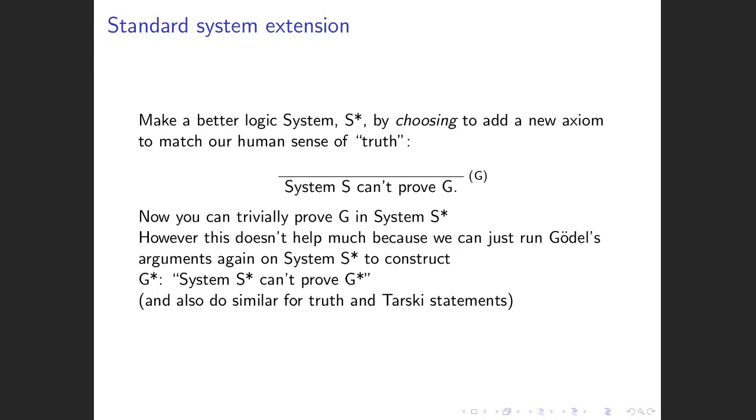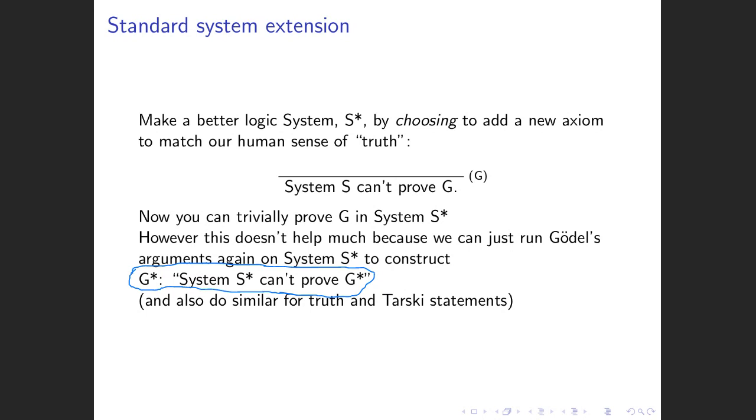We now have a new logical system, S star, that is supposed to be able to do everything. All we're going to do now is come up with a new Gödel statement. Let's call it G star. And G star is going to say system S star cannot prove G star. So we could do the old sentence, but now we've created a new Gödel sentence for the new system. And the new system is going to have exactly the same problem that the old system had. Because again, if it could prove it, then it couldn't. And if it couldn't, then it could.